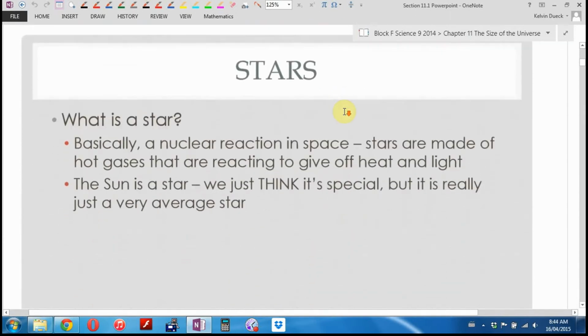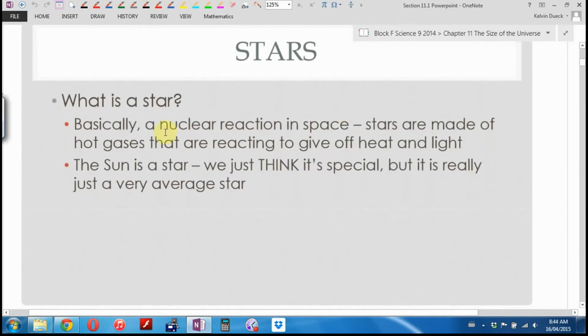What's a star? Basically, a star is a nuclear reaction in space. It's a fusion reaction. Stars are made of hot gases that are reacting to give off heat and light. They don't actually burn, even though we talk about the sun burning or stars burning. It's not a flame per se, it's a fusion reaction. But if you want to imagine that they're burning, go ahead.